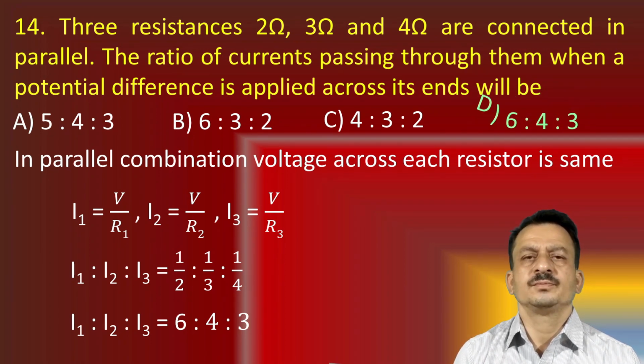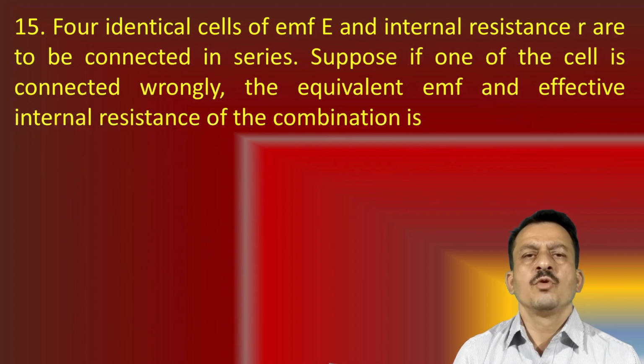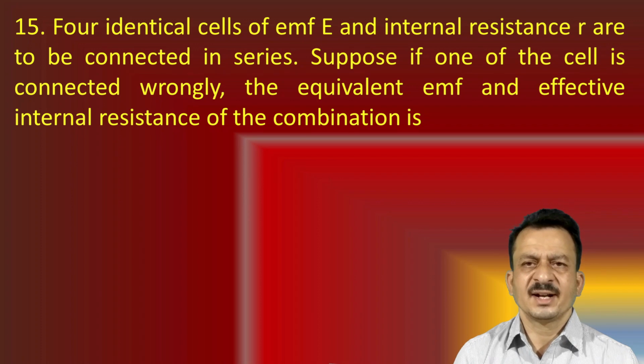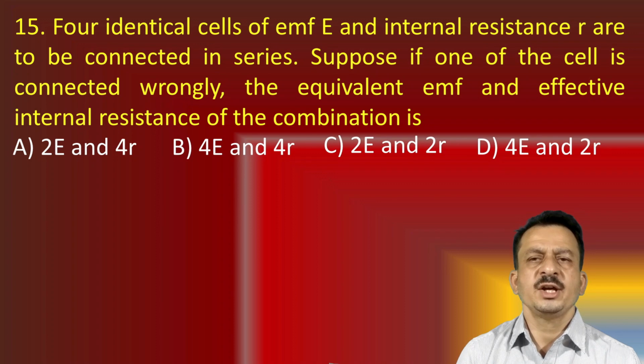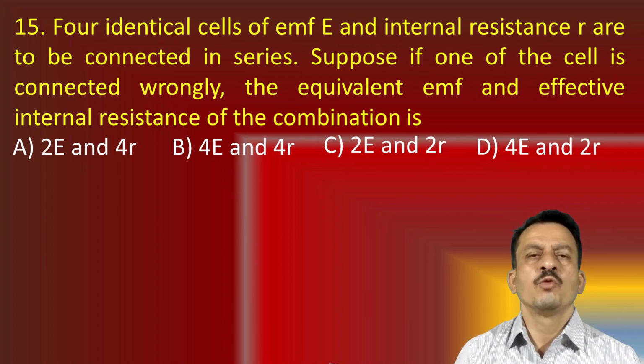Next problem. 4 identical cells of EMF E and internal resistance r are to be connected in series. Suppose one of the cells is connected wrongly, what are the equivalent EMF and equivalent internal resistance of the combination? A very simple problem. Options: A 2E and 4R, B 4E and 4R, C 2E and 2R, and D 4E and 2R. Now look at the diagram.